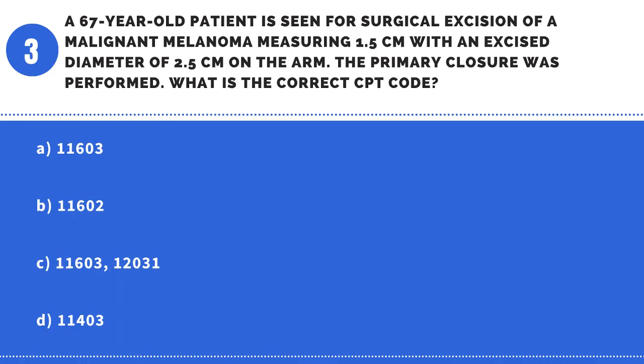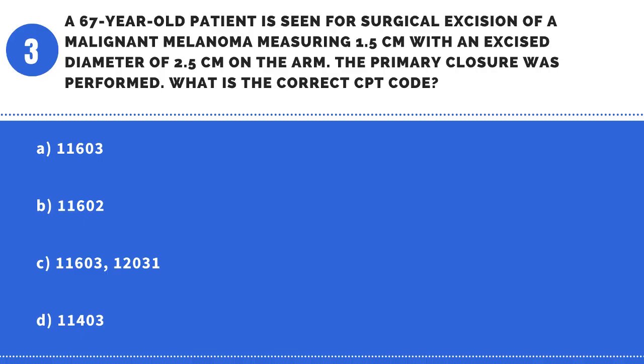Question 3. A 67-year-old patient is seen for surgical excision of a malignant melanoma measuring 1.5 centimeters with an excised diameter of 2.5 centimeters on the arm. The primary closure was performed. What is the correct CPT code? A. 11603. B. 11602. C. 11603, 12031.